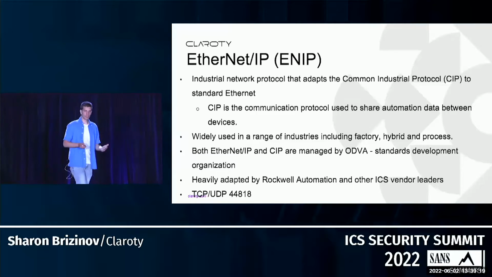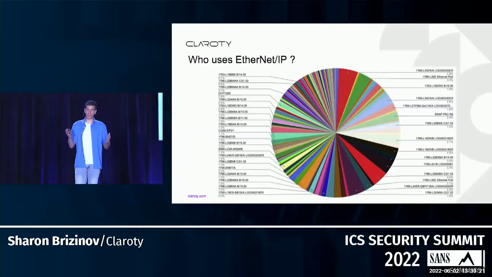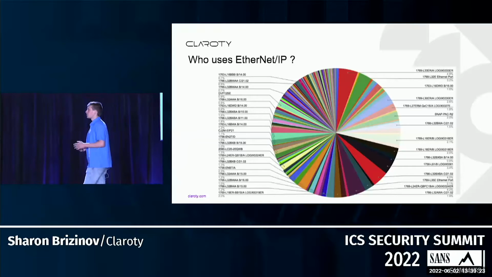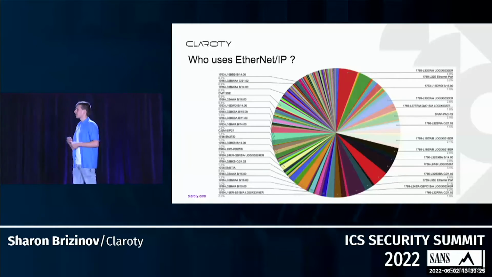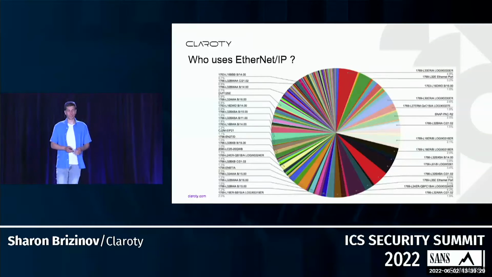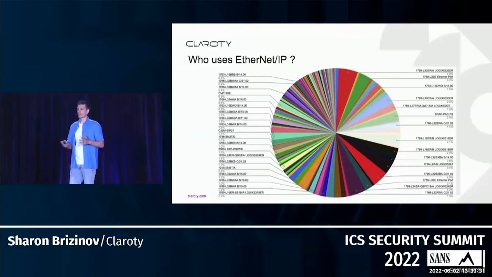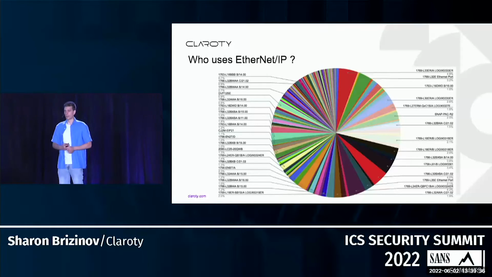So who's using Ethernet IP and CIP? Apparently many devices. Not sure if you are able to see the text here, but there are different modules from different vendors. Rockwell is a great example for that. Most of Rockwell devices, if not all of Rockwell Automation devices, are using CIP and Ethernet IP.